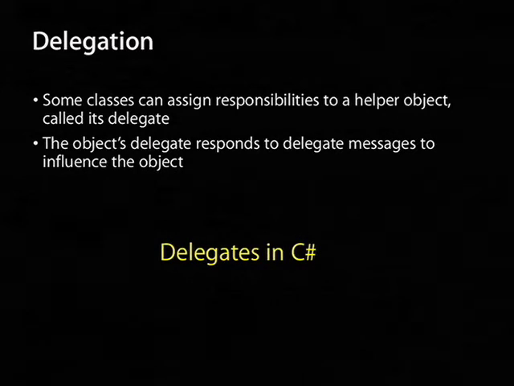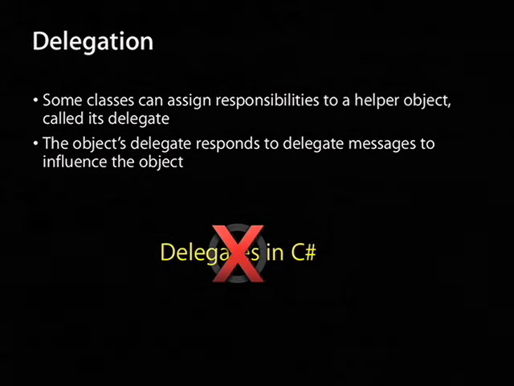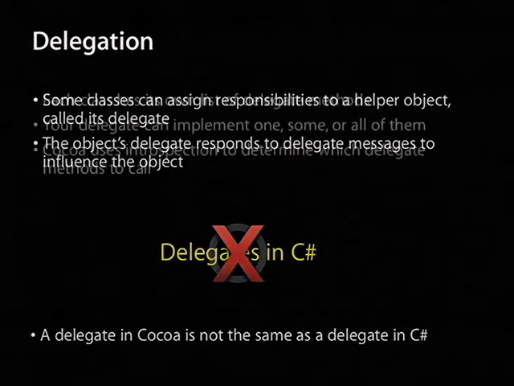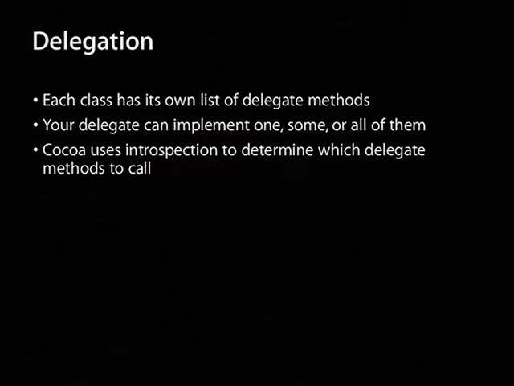And maybe you know C# and you think, I know what delegates are, but these are something totally different. In C#, a delegate is sort of like a function pointer. In Objective-C, a delegate is just an object which provides some functionality for another. So every class that has a delegate has its own list of delegate methods. And you use these delegate methods just by implementing them.